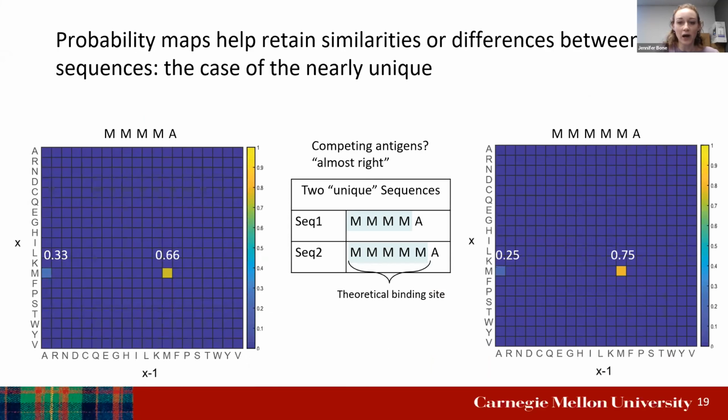And so what the transition probability maps also let us do is keep track of what types of patterns we have. So in this pattern, we have two what our previous analysis would call unique sequences, but actually you and I can see that there's just one insertion here. And this comes out numerically in these matrices, as you can see on the left and the right. The first sequence has 0.33 and 0.66, and the second has 0.25 and 0.75. So this is a way for us to really have a lot of precision in differences in these sequences.